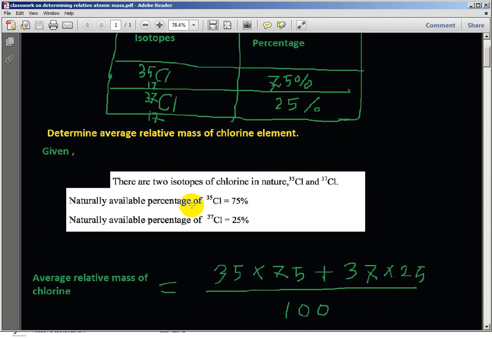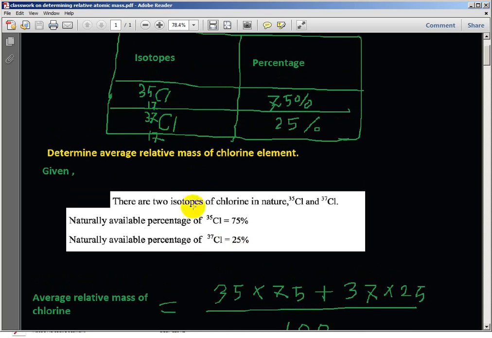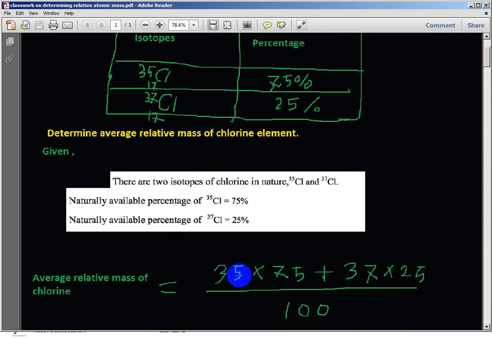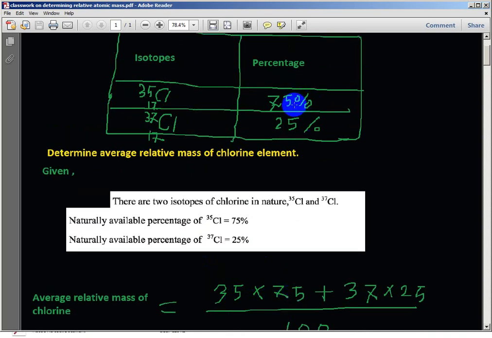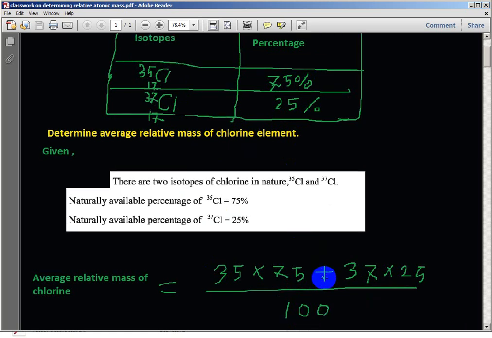So average relative atomic mass is the mass of the first isotope multiplied by its natural abundance percentage. There are two isotopes, so you do the mass of the first isotope multiplied by the percentage of the first isotope, plus the mass of the second isotope times the percentage of the second isotope. If there are 3 isotopes, you write plus the mass of the third isotope multiplied by the percentage of the third isotope.